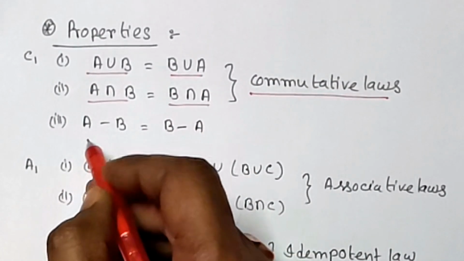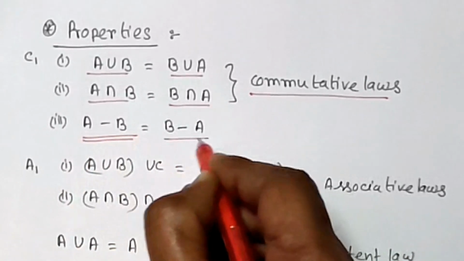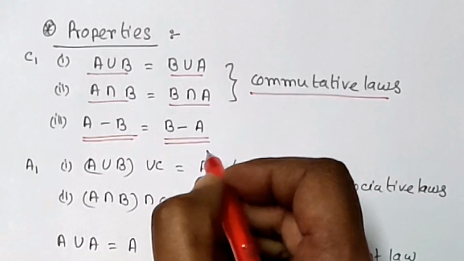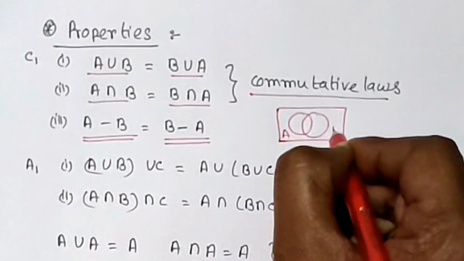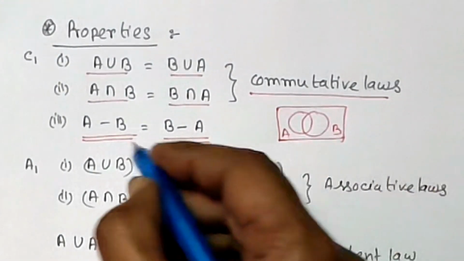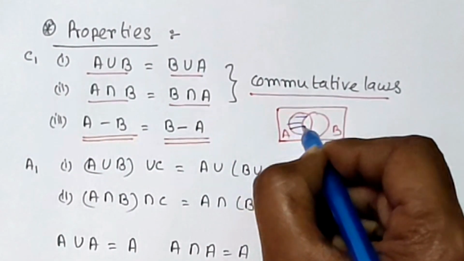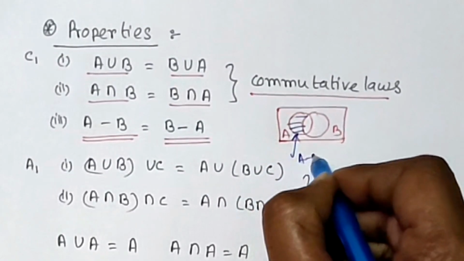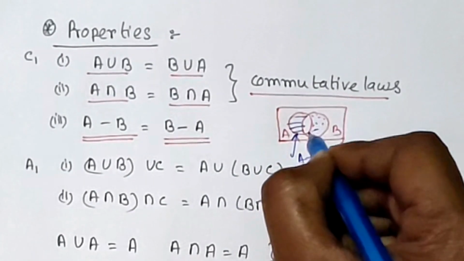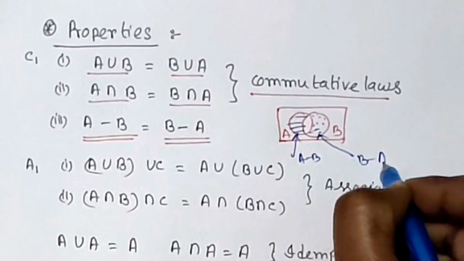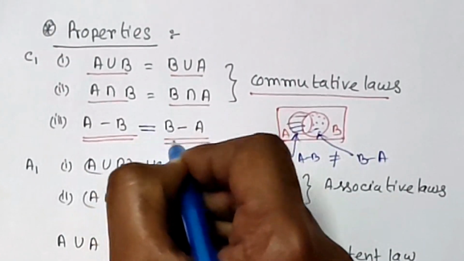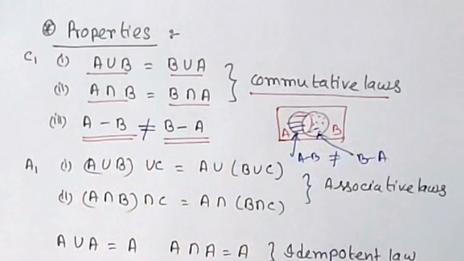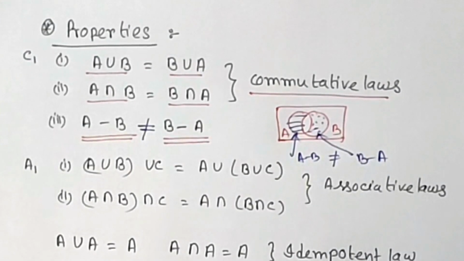Now what about the difference? Are A minus B and B minus A equal? Look, suppose this is set A, this is set B. Now A minus B means this set, this is A minus B. B minus A means this set, this is B minus A. Are they equal? No, they are not equal. So for difference, A minus B is not equal to B minus A. So the commutative law does not hold for difference.